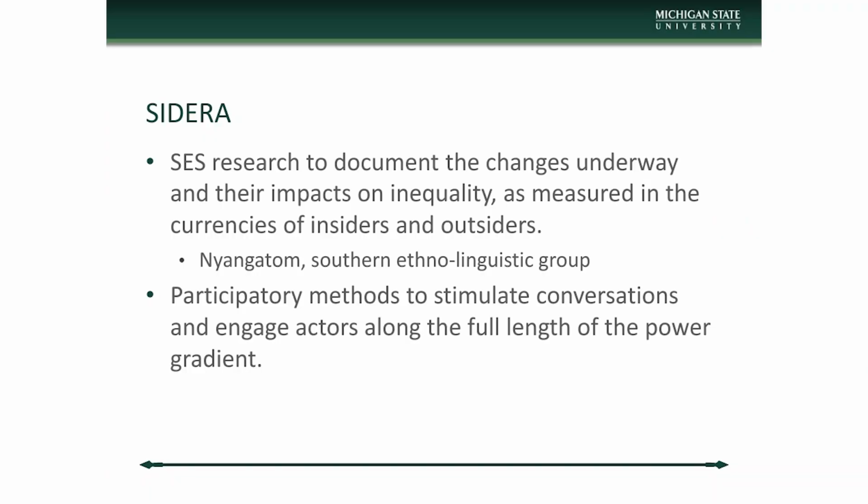So the goal was to try and hone in on one particular smaller social ecological system and document these changes that were underway and any impacts it had on inequality, with the caveat that we didn't necessarily think how we measured wealth and poverty would be appropriate for all the groups in the region. So we wanted to make sure that was part of the project. And we ended up working in an area called Nyangatom. So how did the Nyangatom actually assess wealth? And how has that changed for them over time?